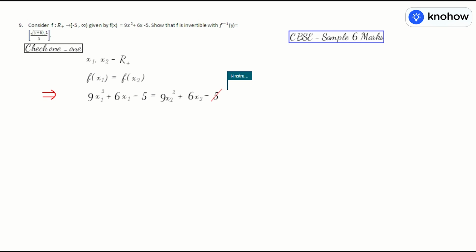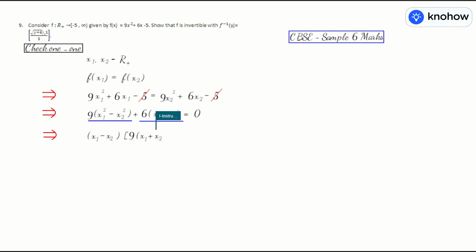5 and 5 cancel. And now you take all the terms on one side. You get 9 times (x1 squared minus x2 squared) plus 6 times (x1 minus x2) equal to 0. Take x1 minus x2 common between these two terms. Why? Because the first term can be factorized as (x1 minus x2) into (x1 plus x2). That I leave for you to try. So take x1 minus x2 directly common. You will be left with 9 times (x1 plus x2) plus 6 equal to 0.